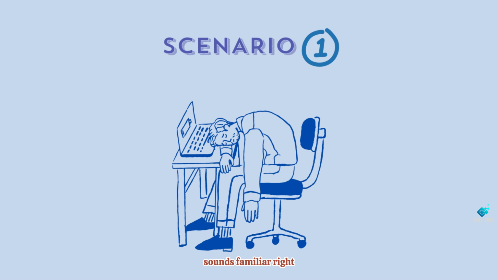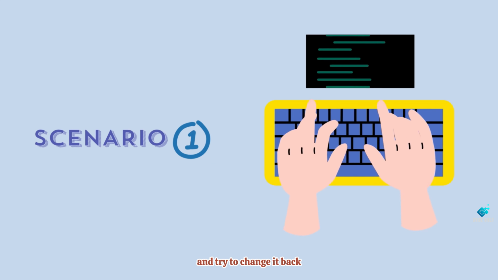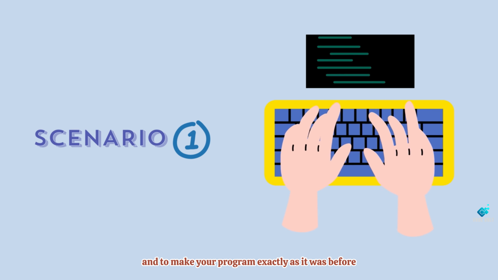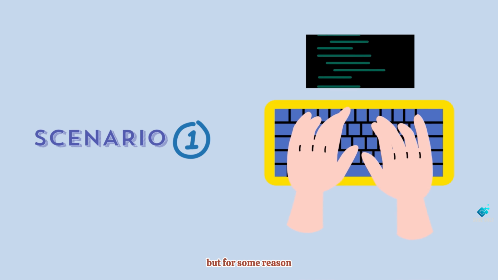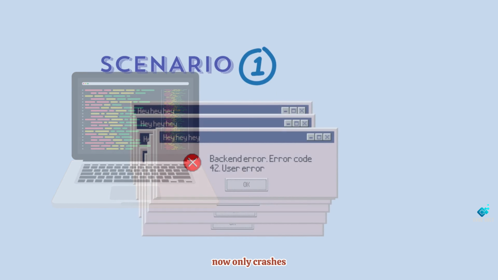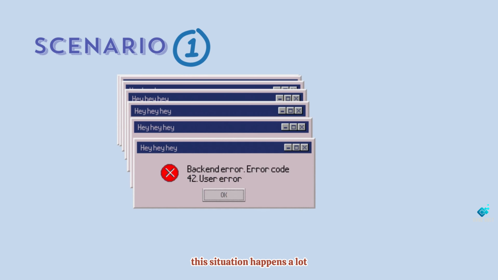Sounds familiar, right? So what you do is go back to your code and try to change it back, to delete all the changes you've made and make your program exactly as it was before when it still was working. But for some reason, the program still crashes. Maybe that's because you've missed one line, maybe you've deleted one more line than you should, I don't know, but the fact is that the program that previously was up and running now only crashes. And surprisingly or not, guys, this situation happens a lot.